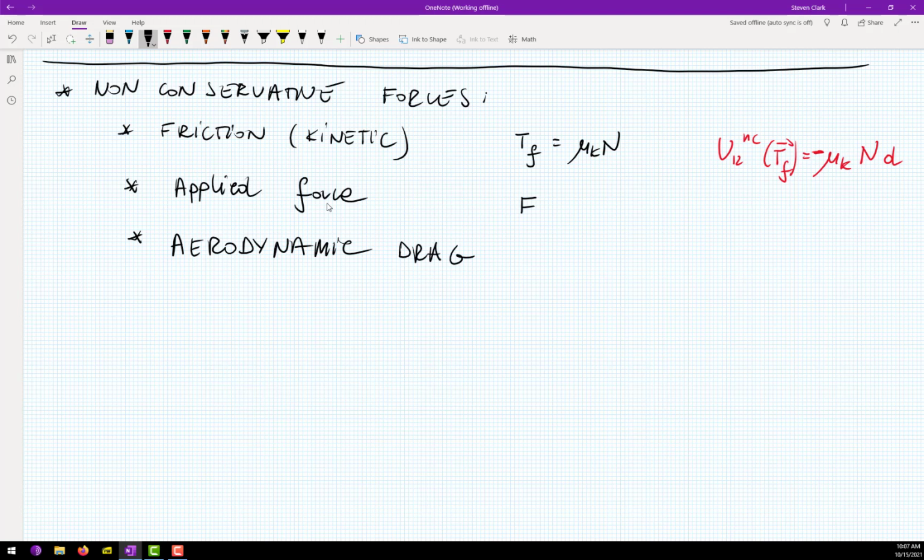But very rarely. And usually there are different models for aerodynamic drag. However, this is like the basic one: some constant times velocity squared. And maybe some other examples.